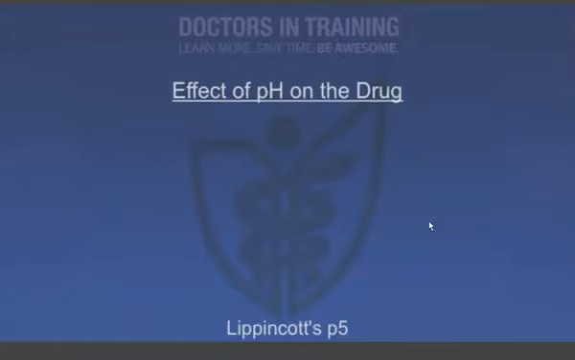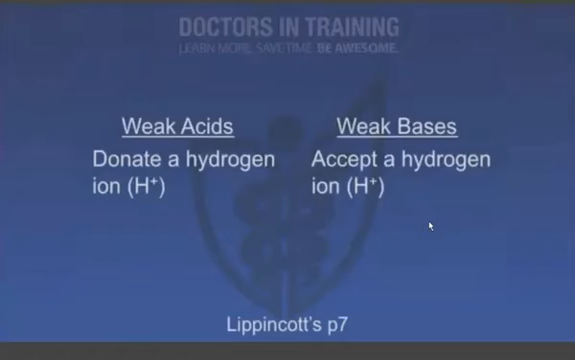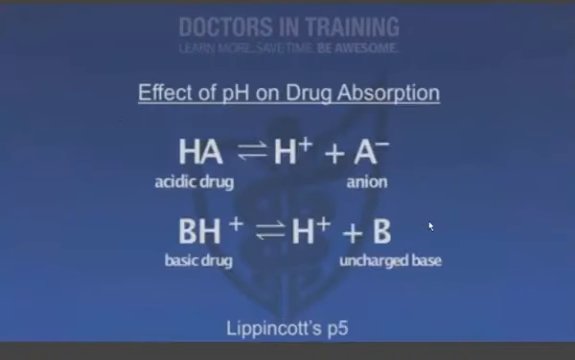Another factor that influences drug absorption is pH. Most drugs are weak acids, which means they donate a proton or a hydrogen ion, or they're weak bases, which means they accept a proton or a hydrogen ion. And you see the equation on the screen. These equations help us to know how much pH is going to influence whether or not this drug is charged or uncharged. Now you have to remember that charged drugs are not going to pass through the cell membrane very easily, whereas an uncharged drug will.